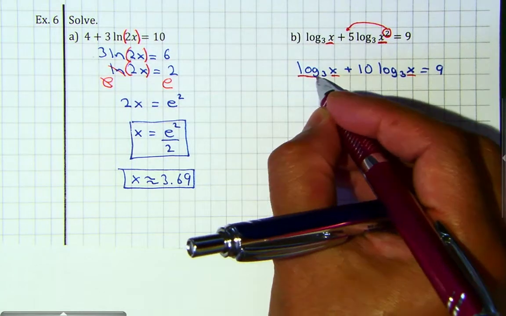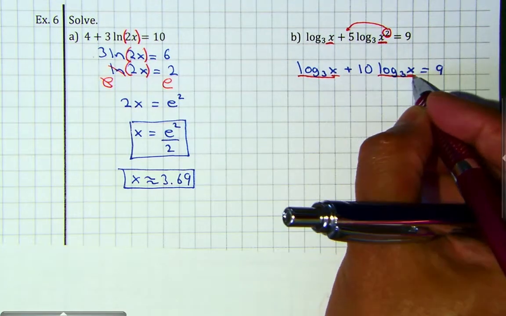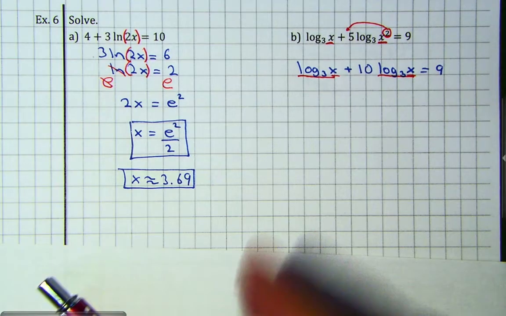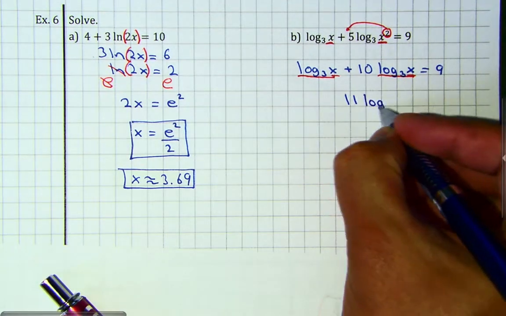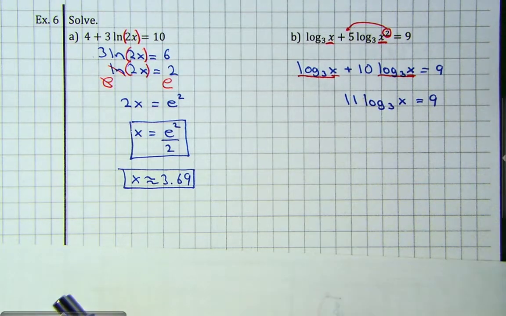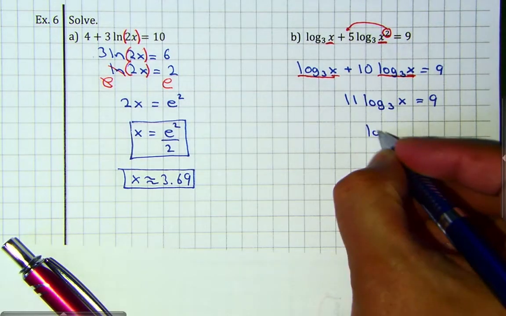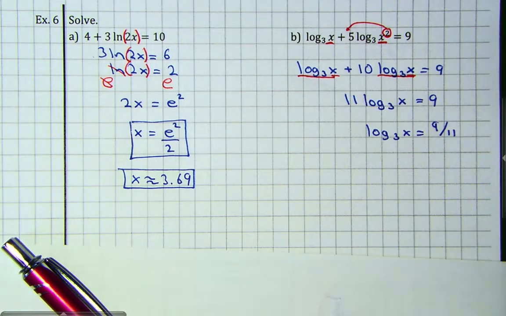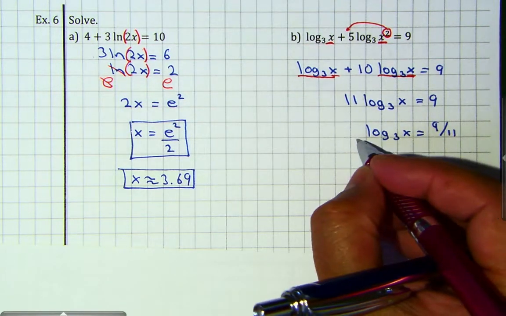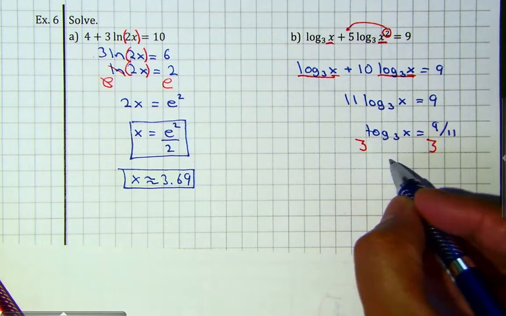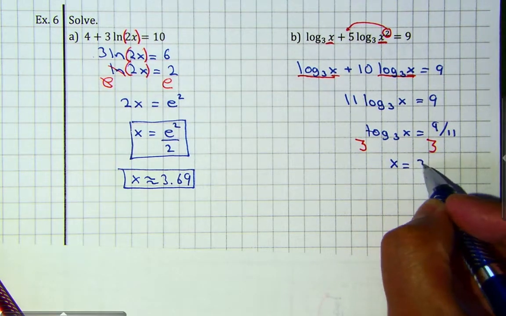We have log base 3 of x and log base 3 of x. So 1 log base 3 of x plus 10 log base 3 of x will give me 11 log base 3 of x. And now I can divide by 11 on both sides, so I end up with log base 3 of x is equal to 9 divided by 11. And how can I get rid of the log? I want to take a base. Then we cancel each other out, so therefore x equals 3 to the power of 9 over 11.